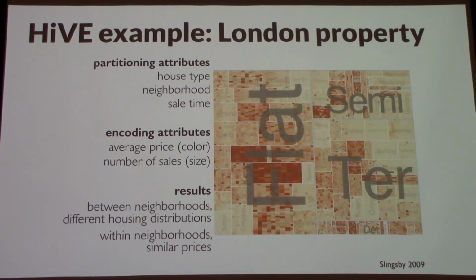We have the partitioning of house type on the top level. You can see we have the flat cluster, the semi-detached house cluster, and the terraced house cluster. Then the second division is neighborhood: here's Ealing, here's Brent, here's Enfield, and so on. The third division is sale time. Then these blocks have colors: the average price is shown as color, and the number of sales is shown as size. You can see clearly that some quarters are much more expensive than others.